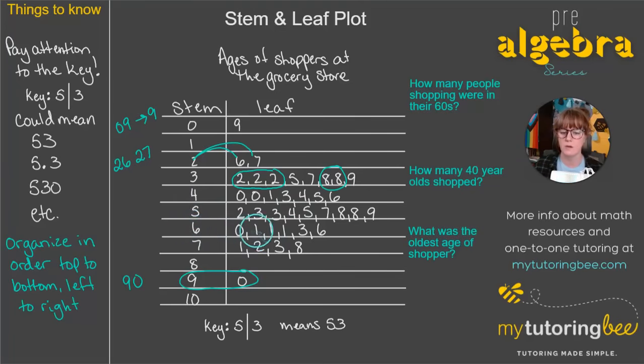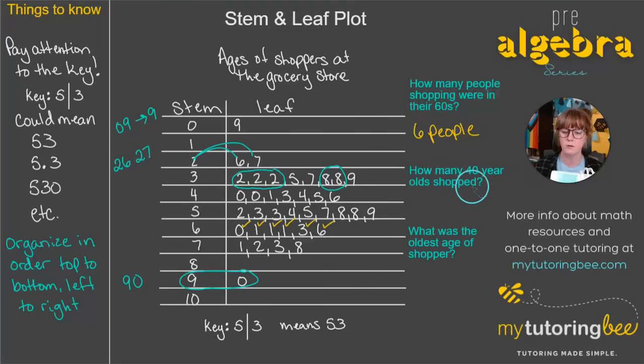And then all of these numbers listed in the leaf section represent the ones place of anybody in their 60s. So we had a 60-year-old, a 61, another 61, another 61, 63, and 66, right? So we had 6 people. The question is how many people? We had 6 people who were in their 60s who were shopping.